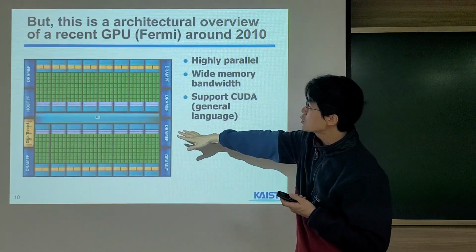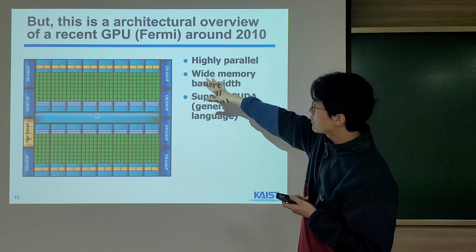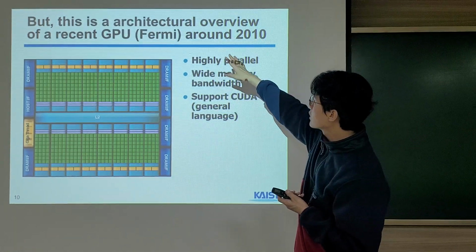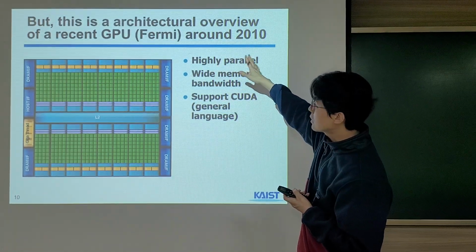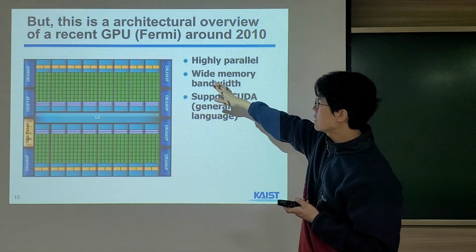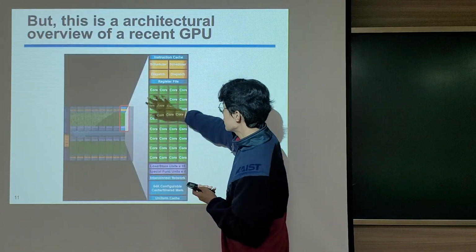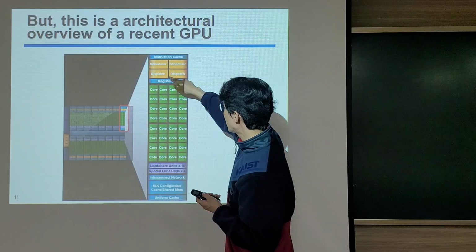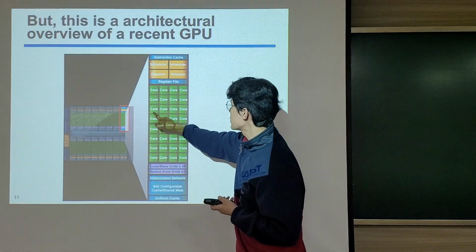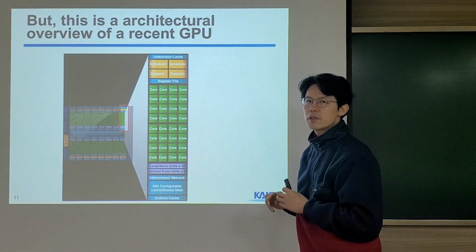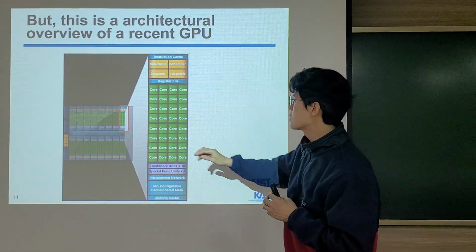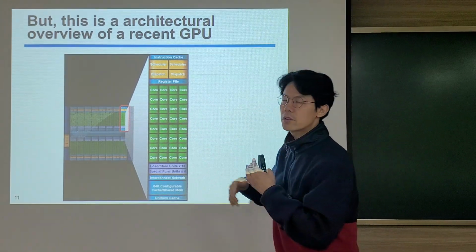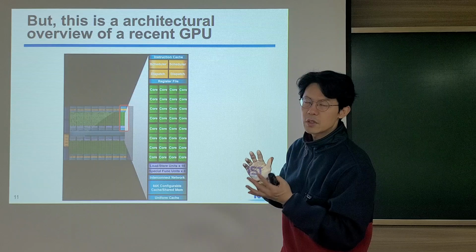Here I'm showing an architectural overview of the GPU, the Fermi architecture from around 2010, more than 10 years ago. If we zoom in on this, this is the GPU core. A GPU core is not like a CPU core, but in the GPU core we can do multiplication and addition between vectors.